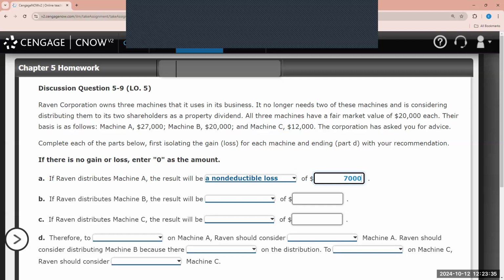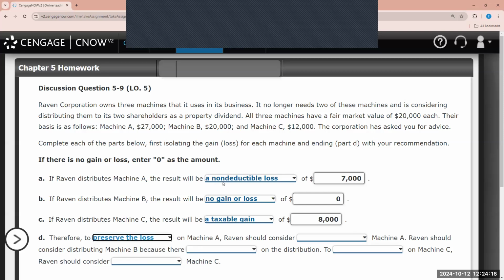B, if Raven distributes machine B, the result will be, in this case, we sold it for 20,000. The fair market value was 20,000. In such case, there's no gain, there's no loss. We sold it for exactly how much we paid for it. So 0. C, if Raven distributes machine C, the result would be we paid $12,000 for the machine and we sold it for 20,000. So in such case, there would be a taxable gain of 20,000 minus 12, which gives us 8,000.